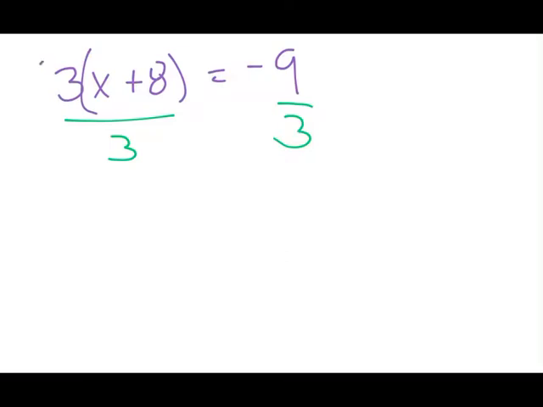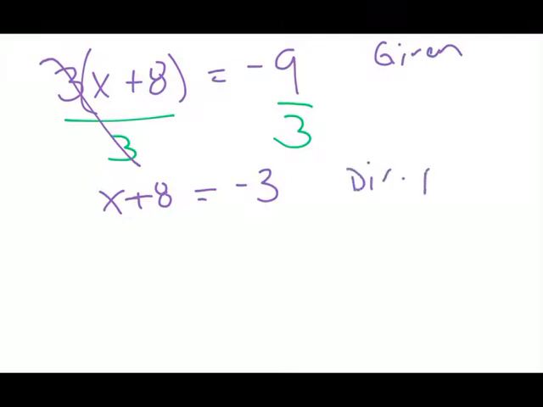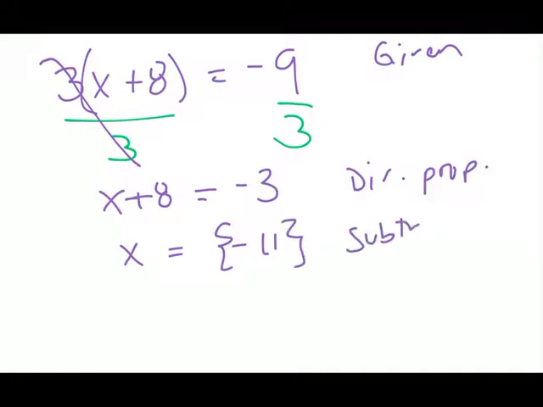If I did that over here, those two 3s are going to divide to be 1. 3 divided by 3 is 1. So all that's left over here is x plus 8. Over here, negative 9 divided by 3 is negative 3. So if I was doing the proof, this first part was given. What did we do? We divided, so the division property. And then now all I have to do is get rid of the 8. I can subtract 8 on both sides. We're going to get the exact same answer, so subtraction property, but it was a step fewer.